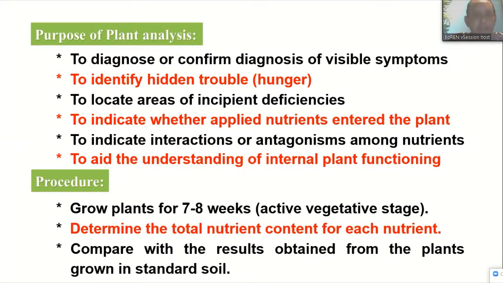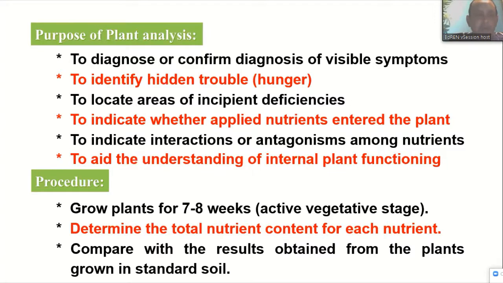To aid the understanding of internal plant functioning. This means after taking up the nutrients, whether they are functioning in a good way, and that also can be understood by total plant analysis. So now, how do we perform total plant analysis?